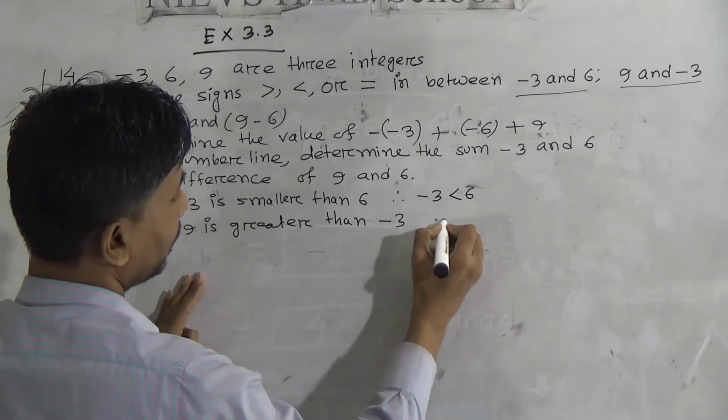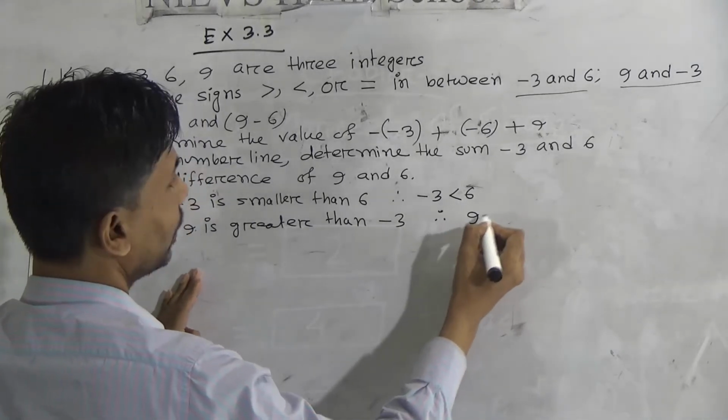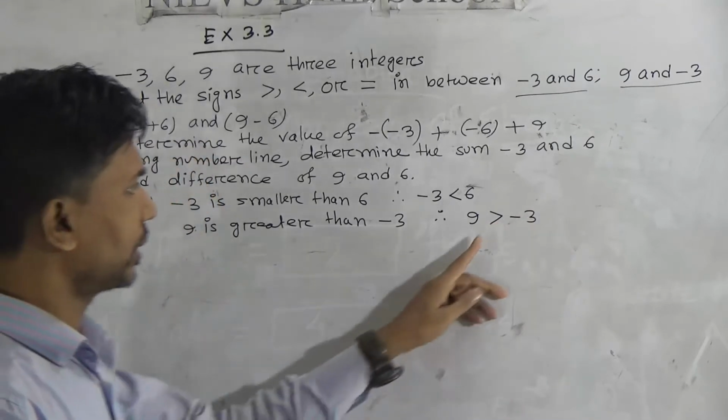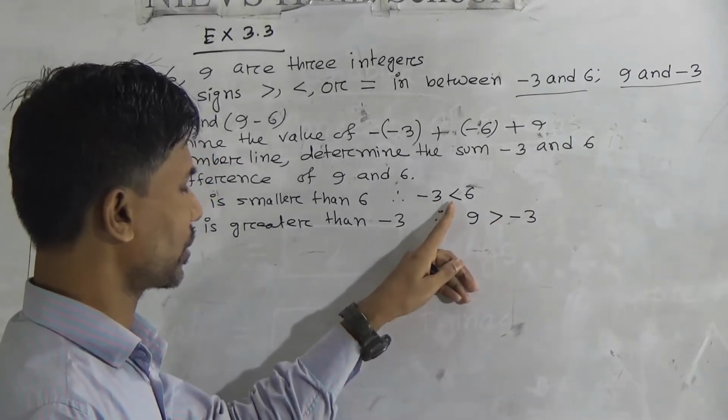Therefore, we have to write 9 greater than minus 3. Remember student, this is the greater sign and this is the smaller sign. Okay.